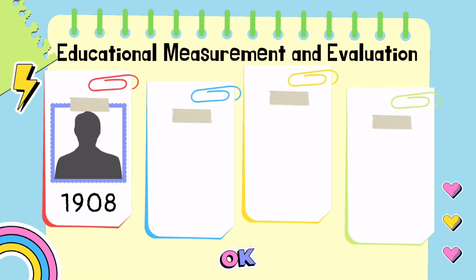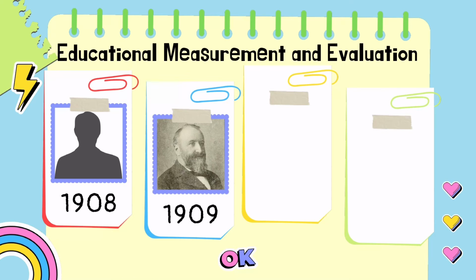Educational measurement and evaluation. 1908, Stone was the first to publish a standard achievement test in arithmetic reasoning. 1909, S. A. Curtis devised a group of arithmetic tests available for use. In the same year, Thorndike constructed the Thorndike Handwriting Scale.